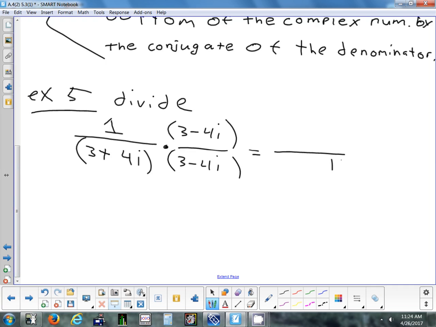I like the 16, 9, yeah. Square the 3, you get 9. Square the 4, you get 16. Add them up. Now, even though the top isn't a conjugate, it's actually still an easy distributive property to do.